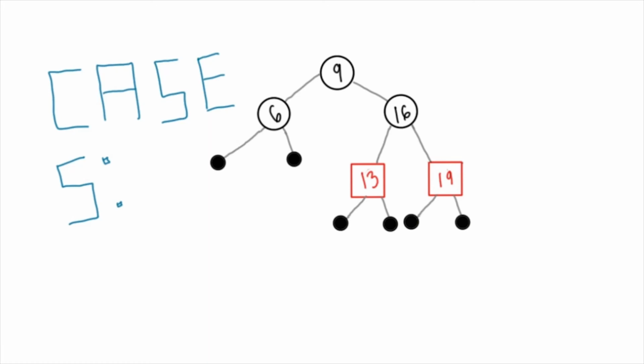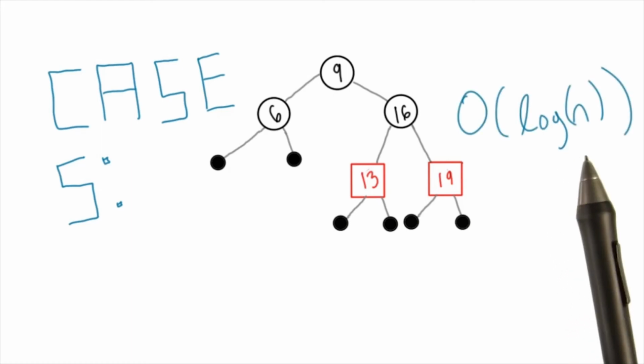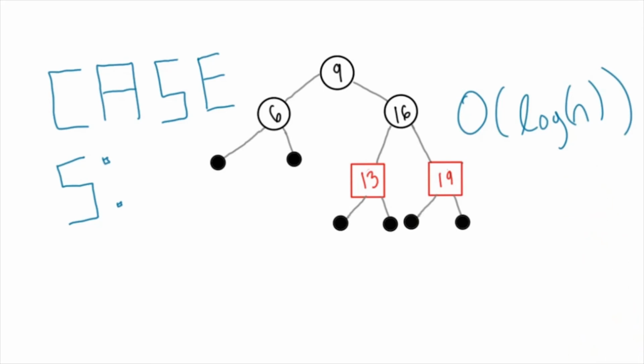In doing the rotations, we kept any one subtree from getting much larger than the others. Insert, like search and delete, is log of n in the average and worst cases. BSTs were O of n in the worst case because they could be unbalanced.